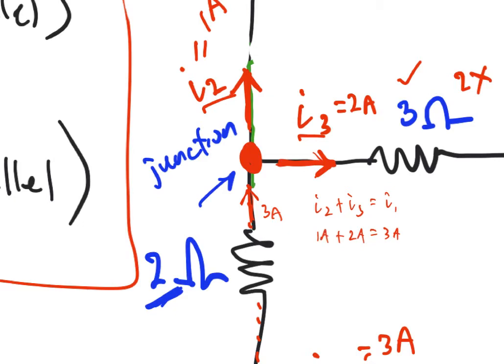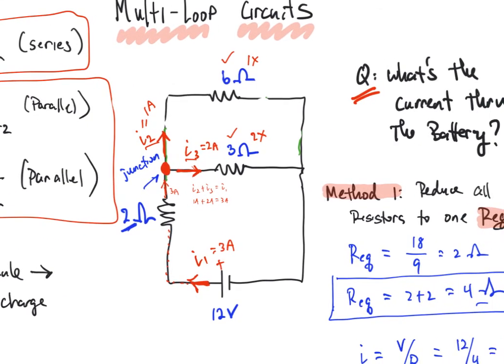We couldn't have a certain amount of charge coming into the junction and a different amount of charge leaving the junction, because that would mean we either gained or lost charge, which is not allowed. All right, well, I promised you another method of thinking about this, so let's think about this other method.